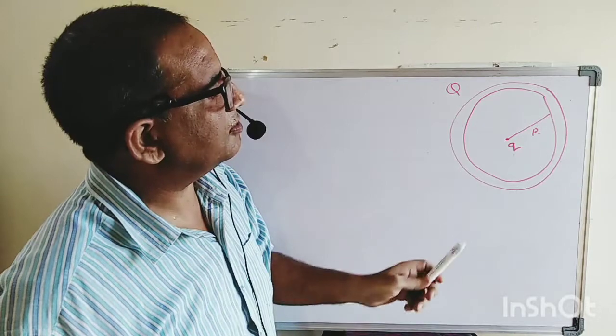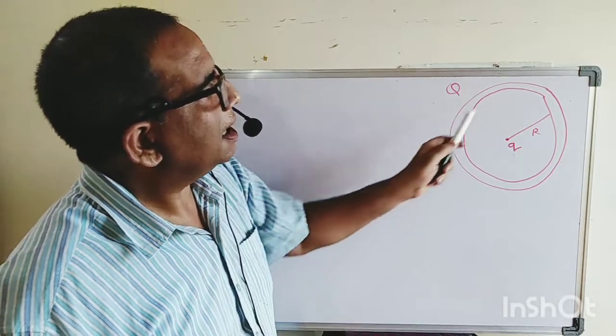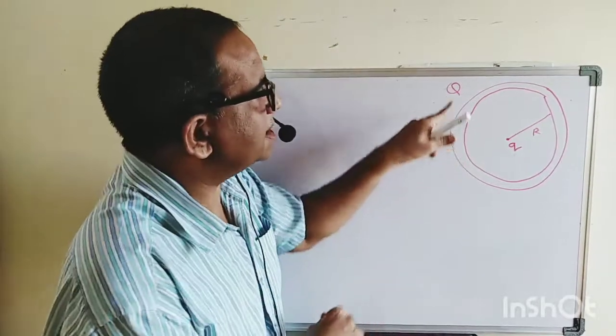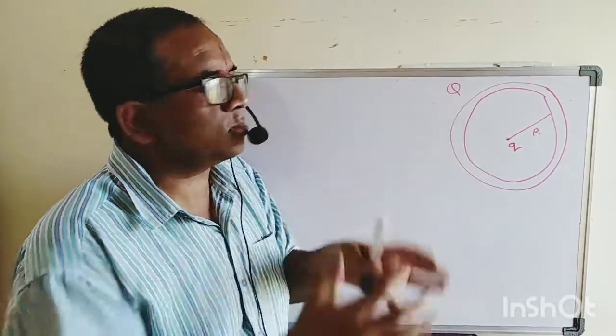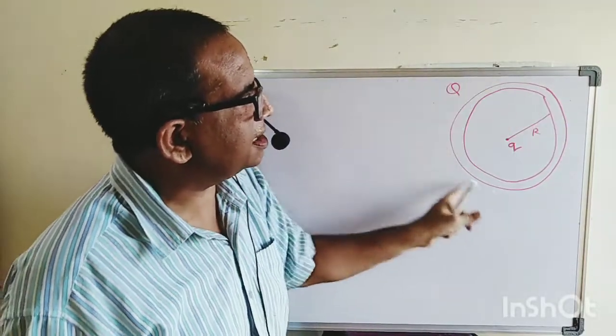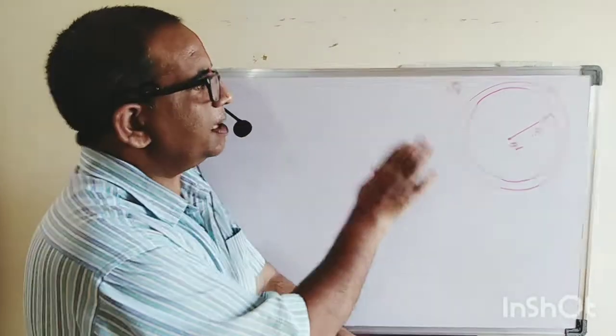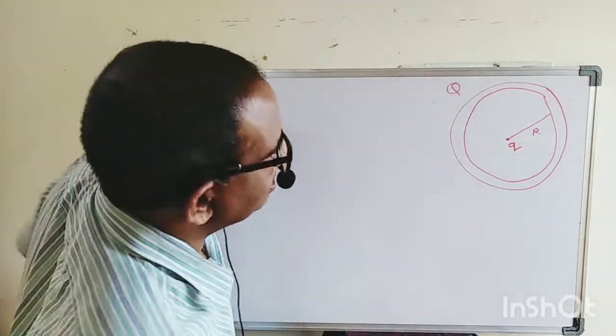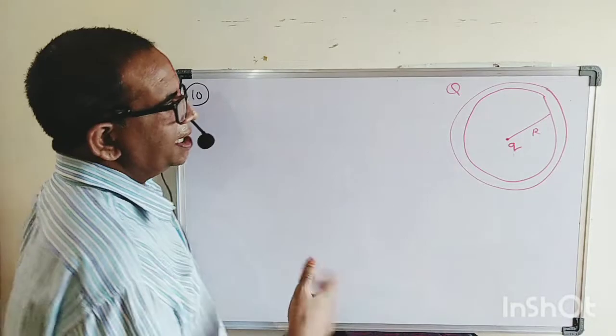Now they are asking, find the tension in the ring here. Because both are positive, they will repel. Due to repulsion, tension occurs in the ring. So what is the increment of the tension in the ring? That is the question here. So how can we solve this problem?